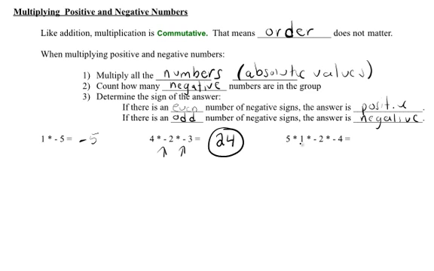5 times 1 is 5, times negative 2. But we're only using the absolute values, so times 2 is 10, times 4 is 40. Count how many negative signs we have. We have 2 negative signs, so that's even, so our answer is positive, so we're done.